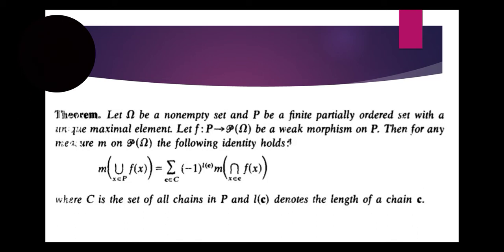Theorem: let Om be a non-empty set and P be the finite partially ordered set with a unique maximal element. Let F from P be weak morphism on P. Then for any measure M on P, the following identity holds. Where C is the set of all chains in P and L of C denotes the length of chain C. You can see the theorem in this slide.